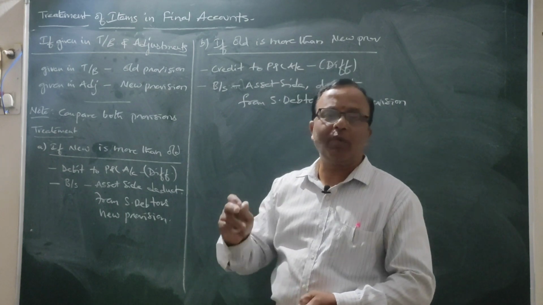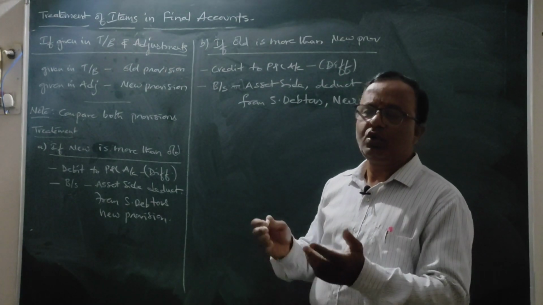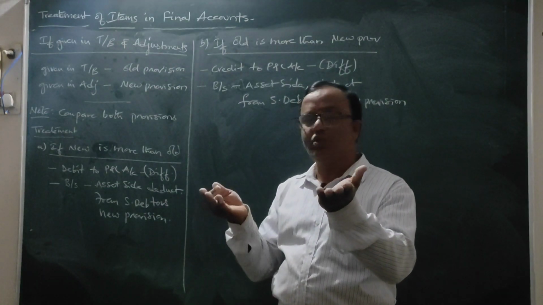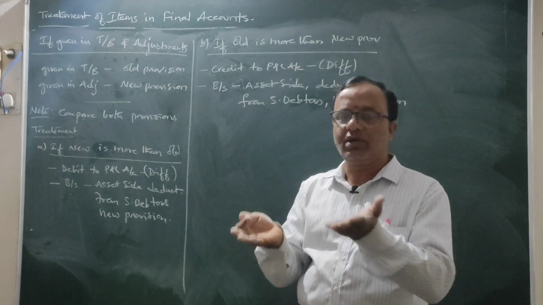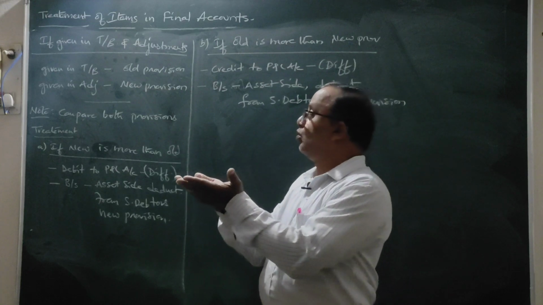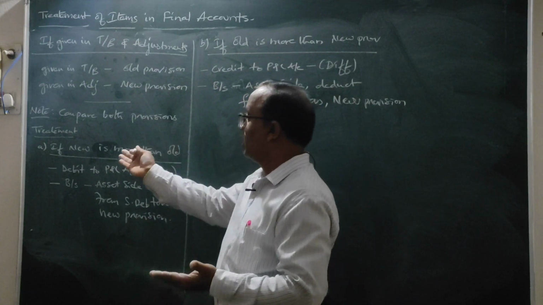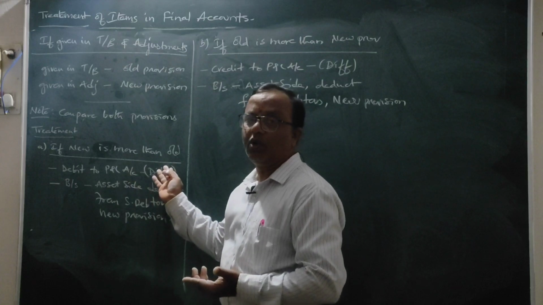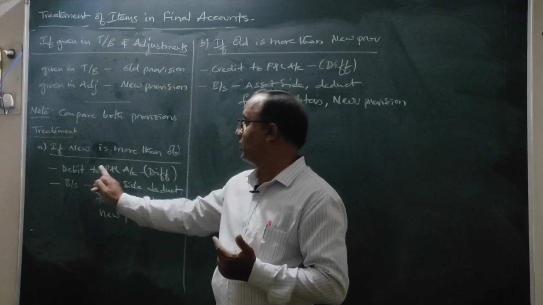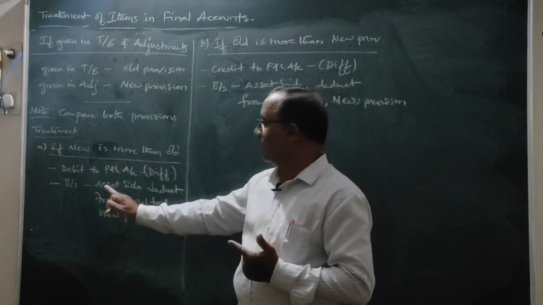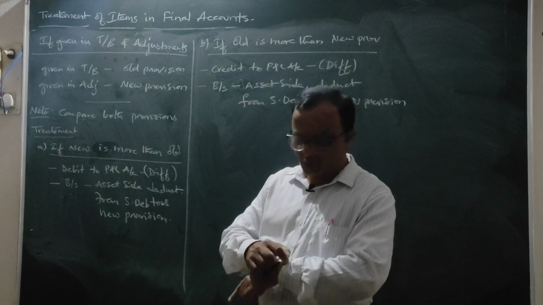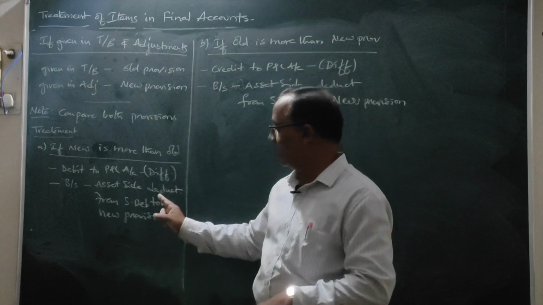If he has given both in trial balance and adjustments, at that time you should think in your mind: the one which he has given in the trial balance is the old provision, the one which he has given in the adjustments is the new provision. Let's compare these two and take a decision. When you compare, sometimes the new provision will be more than the old. At that time, the treatment is to write the difference between old and new on the profit and loss account debit side. Second, in the balance sheet asset side, you are going to deduct from sundry debtors only the new provision. Always the new provision we should deduct from the sundry debtors.